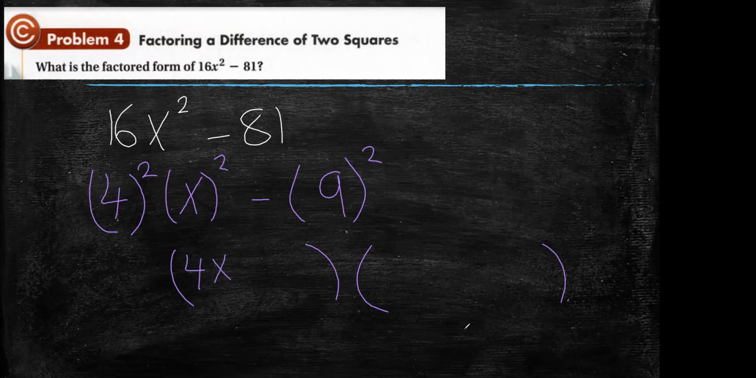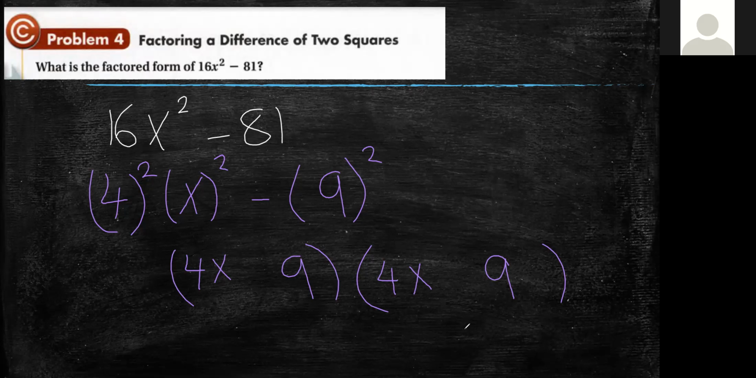The 4x here and the 4x here. The 9 here and the 9 here. Distribute the two nines into brackets. Distribute the 4x into brackets. And since we have a difference of squares, one is minus and the second is plus.